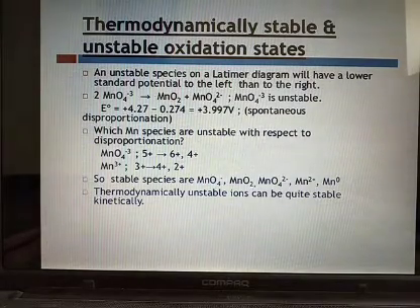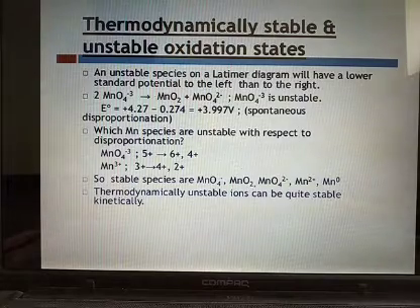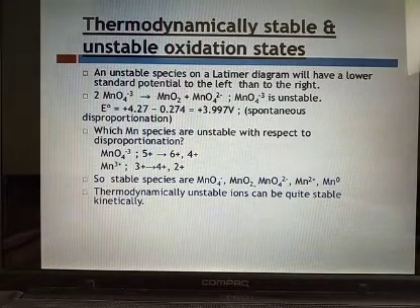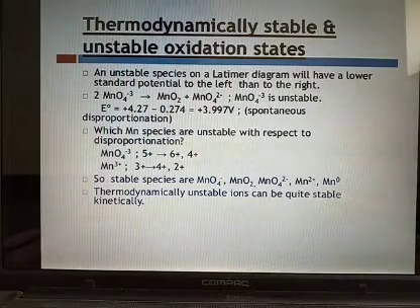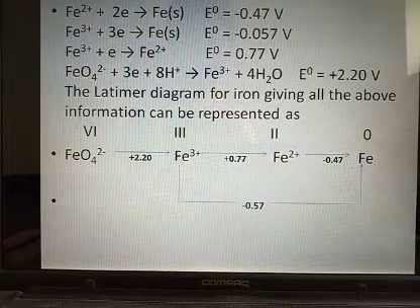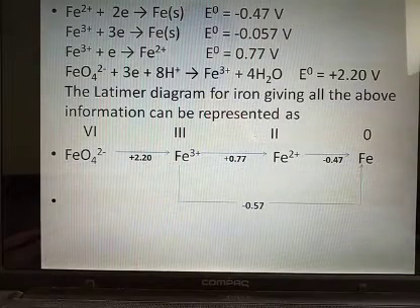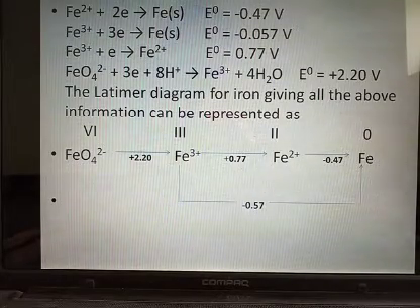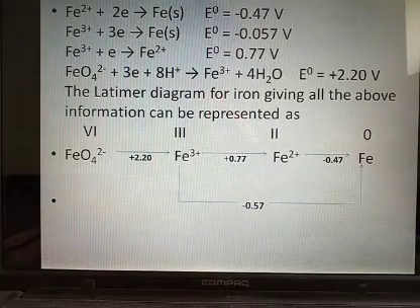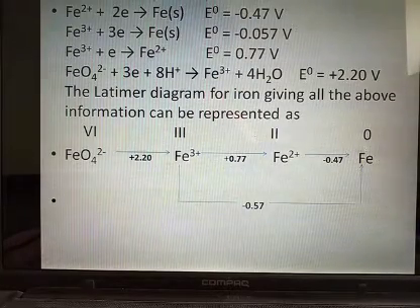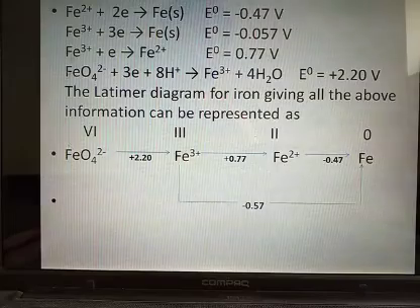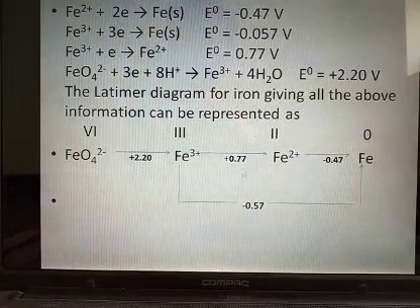So stable species are MnO4-, MnO2, Mn2+ and MnO. Thermodynamically unstable ions can be quite stable kinetically. Another example is iron. So 4 different oxidation states we can see: 0, 2, 3, 4. So we have some values.